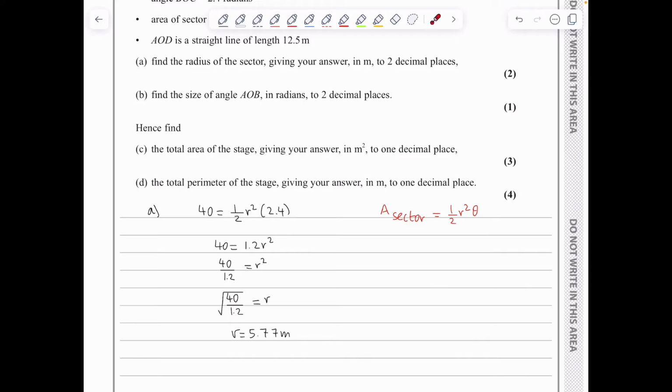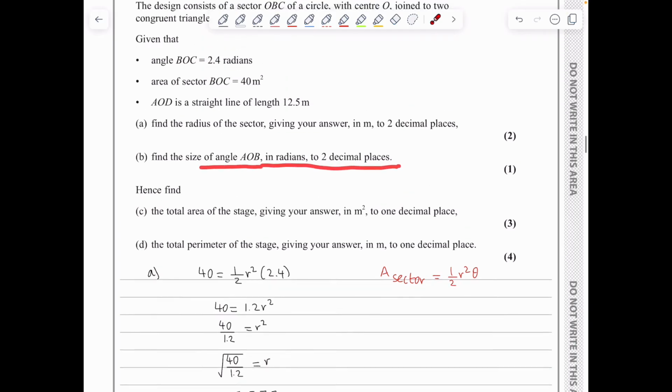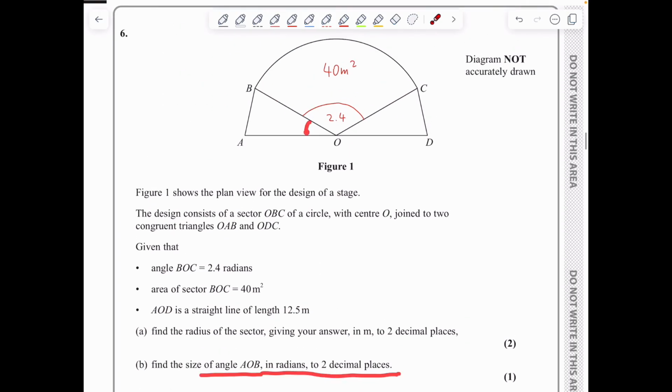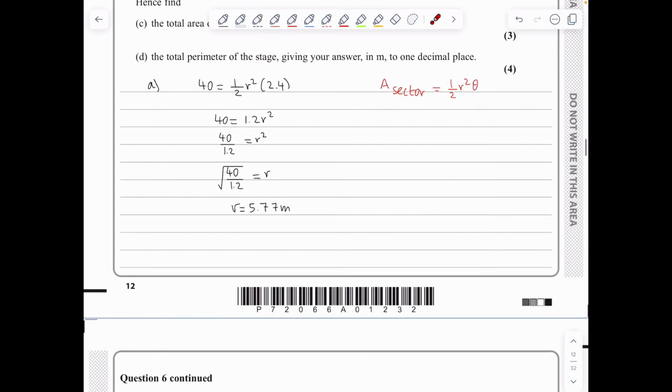In part B, we need to find the size of the angle AOB in radians to 2 decimal places. Well, AOB is here, and we know that this angle and this angle are equal because the two triangles are congruent. We know that all of this is pi radians, so I will simply do pi minus 2.4 and divide this by 2. So the angle AOB is pi minus 2.4 over 2, and this gives an answer of 0.37 radians.